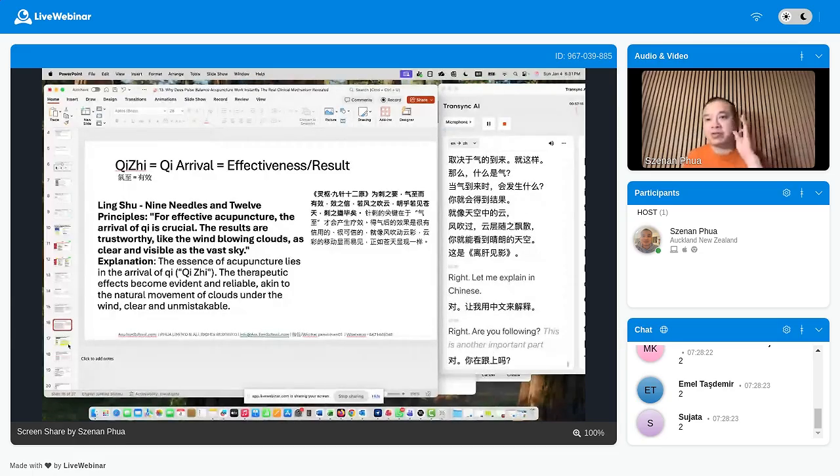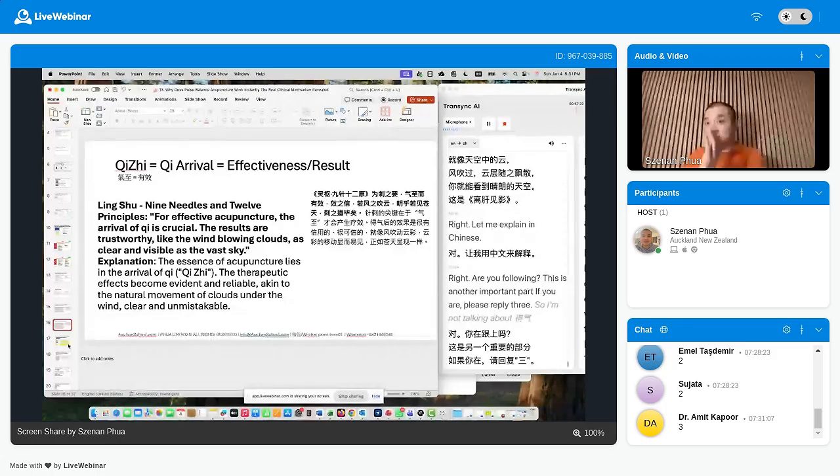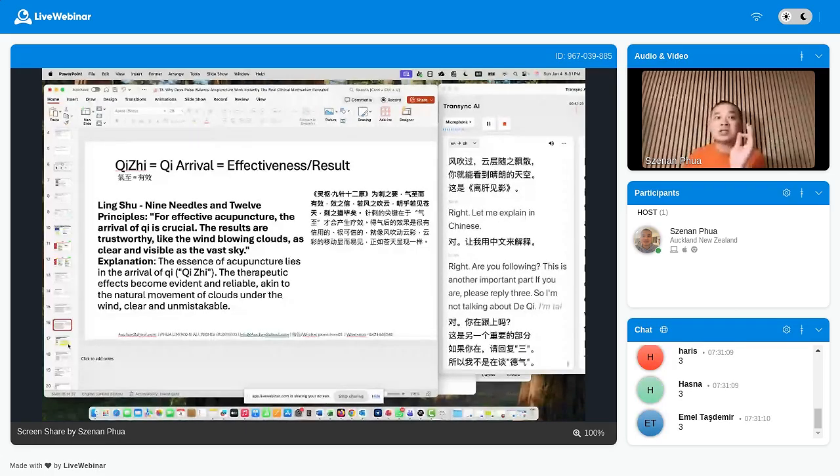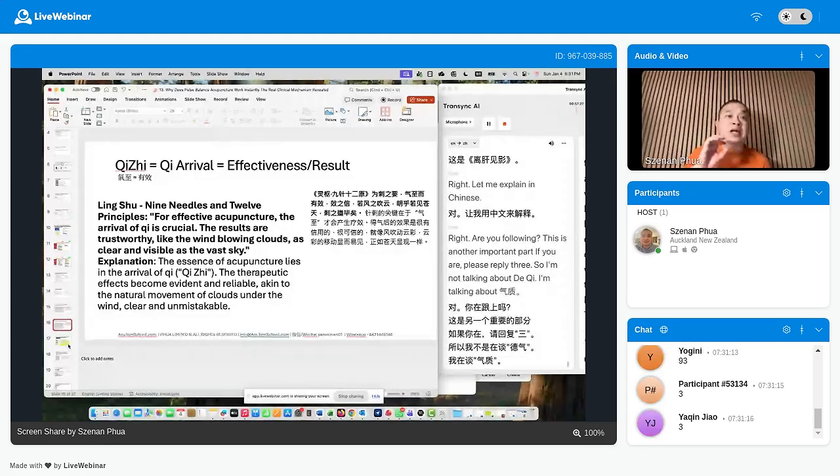If you are following, please reply 3. So I'm not talking about 得气, I'm talking about 气治, qi arrival. 所以我们不是讲得气，我在讲气治。气治是黄帝内经给我们的一个名词。Right? You get me? Awesome.